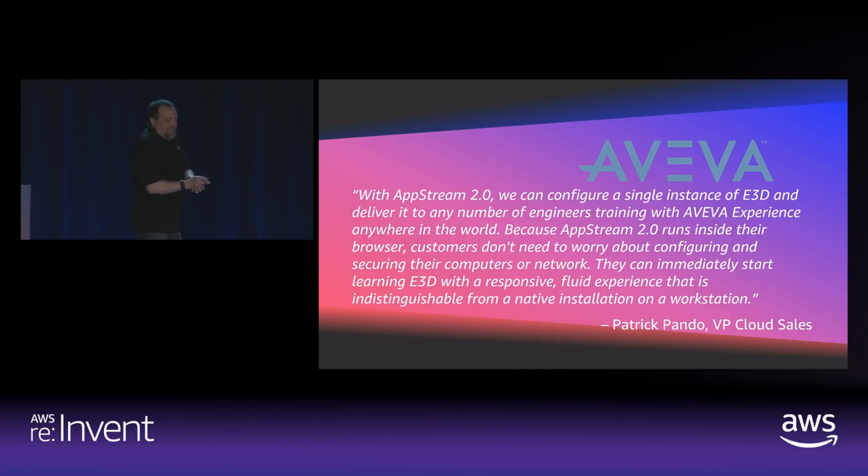So some customer use cases. Aviva uses AppStream 2.0 to deliver instant access to their Everything3D application. So it's an on-demand self-training platform. The Aviva experience, they can run that anytime, anywhere, just by providing that link to the users.